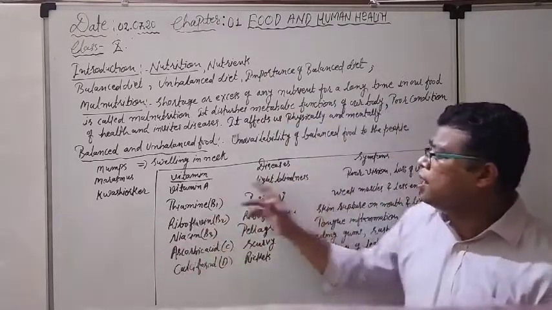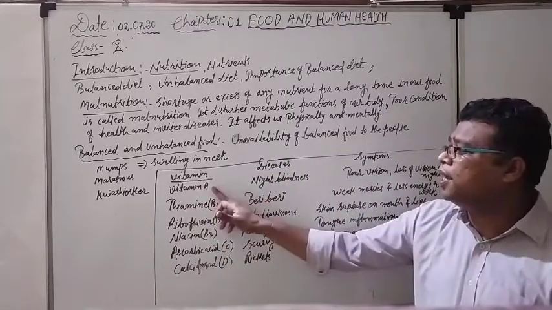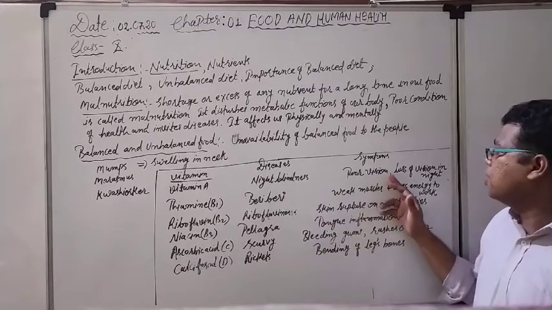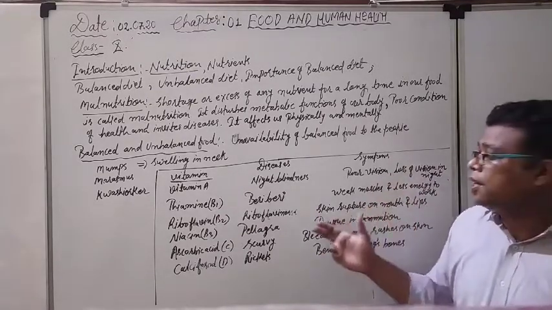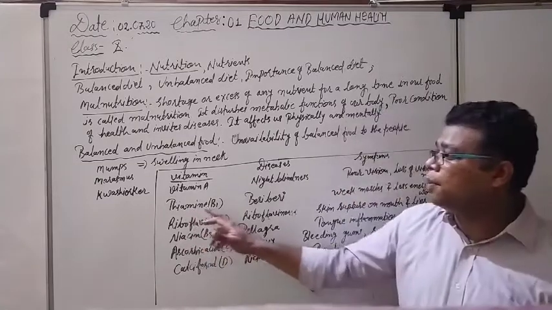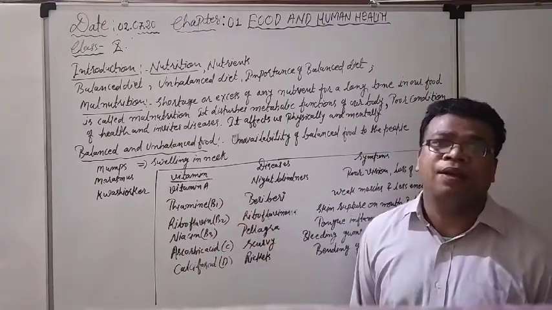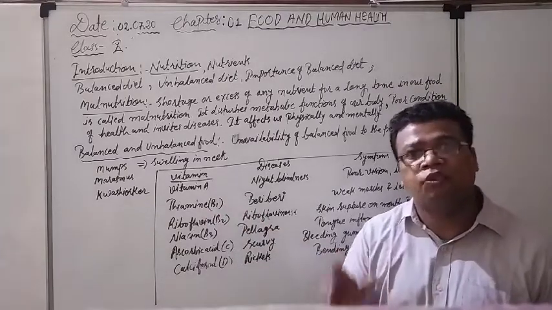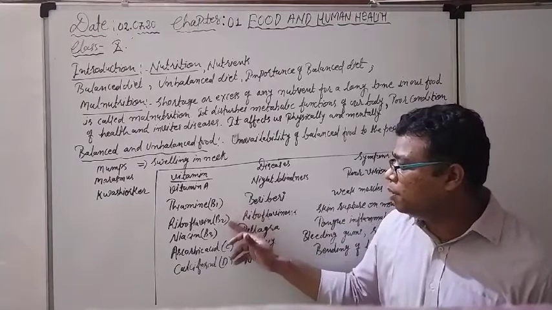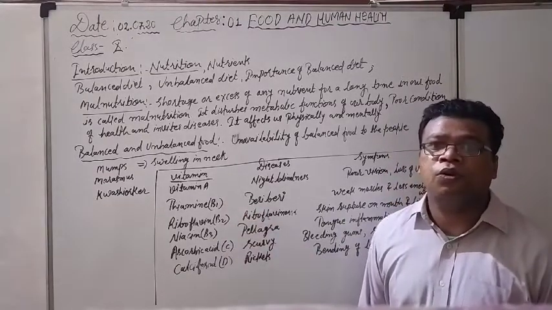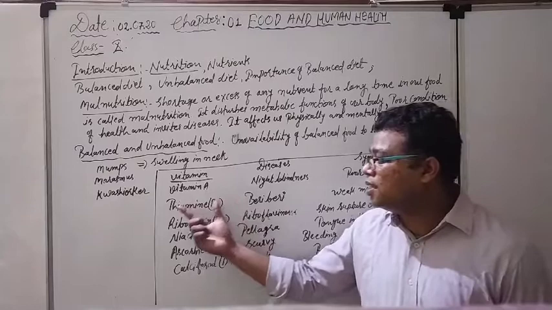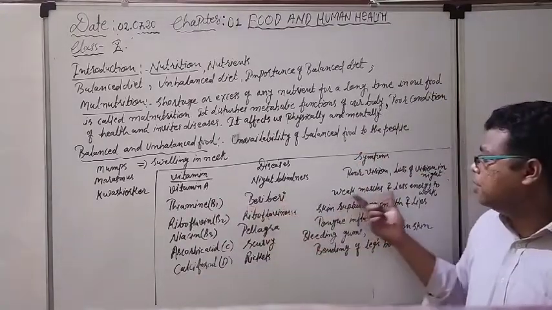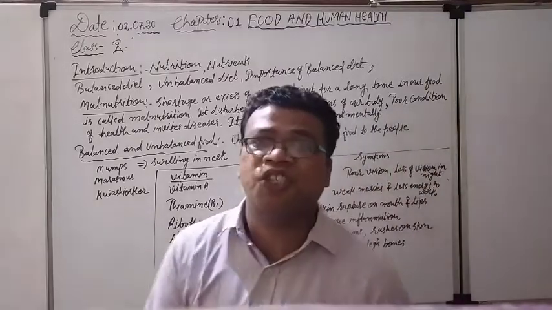Otherwise, one way you can see vitamin A. I am going to only read. Vitamin A: what is night blindness? That is the disease, we know it. Poor vision, loss of vision in the night. Second is thiamine, the chemical name of vitamin B1. You cannot simply say vitamin B, because there are so many parts of vitamin B: B1, B2, B3. Thiamine is the chemical name of vitamin B1. Symptoms you can see are weak muscles and less energy to work.